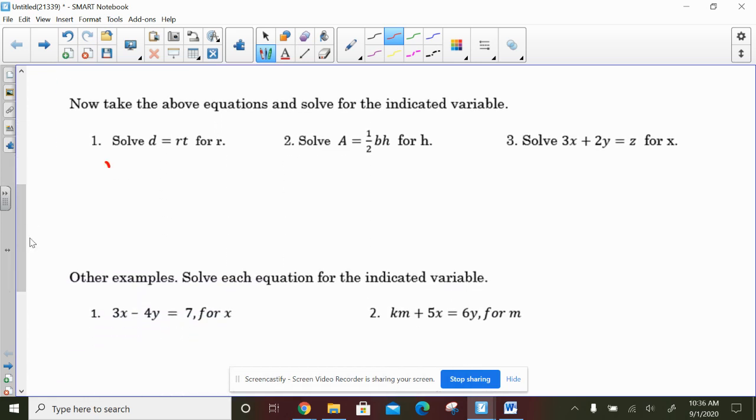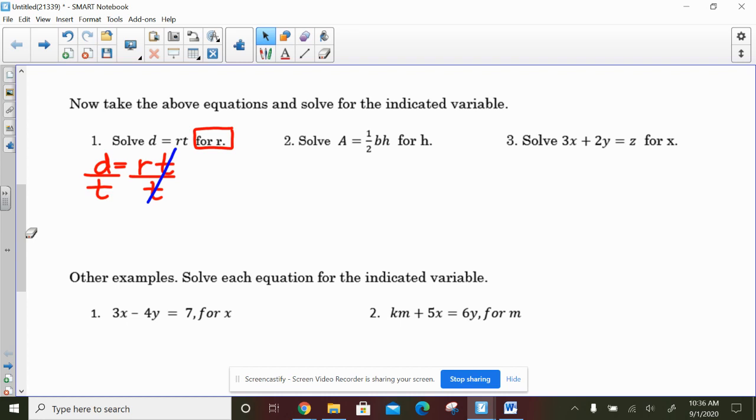On this one, we have D equals R times T. I want to solve this for R, which means I want R by itself. So look at it and see R times T. I got to get rid of this T. So undo multiplication, you divide. When you divide by T here, those cancel, and you're left with D over T equals R. R is now by itself, so that is what it is solved for.